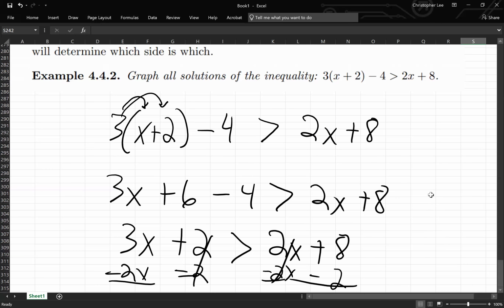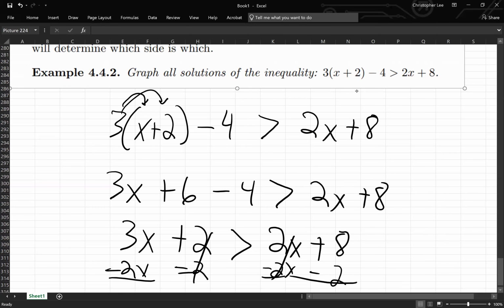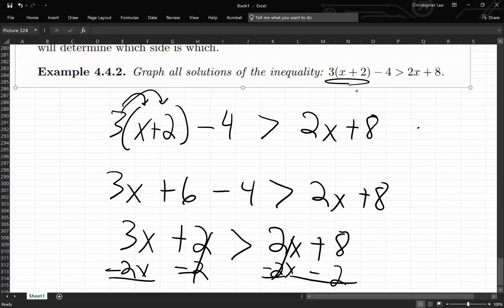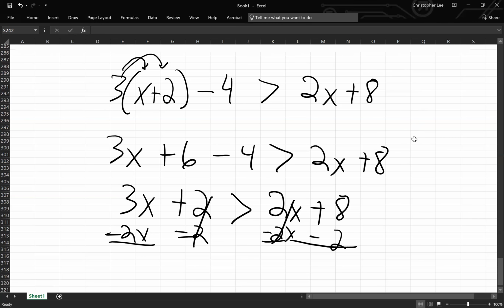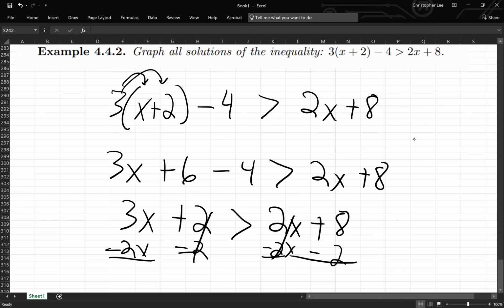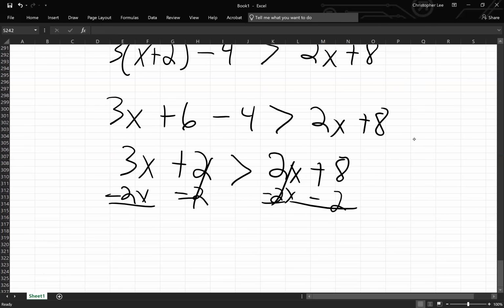3X plus 2 was given to me right here. Put the arrow, that means multiply. I see the equation after, 3X plus 6. How do we get that? It was given to me in the original question, 3 times X plus 2. So 3 times X becomes 3X. And then 3 times 2 is 6.